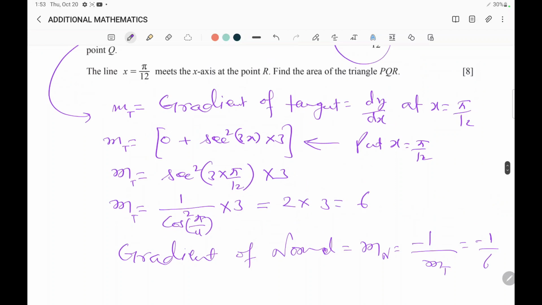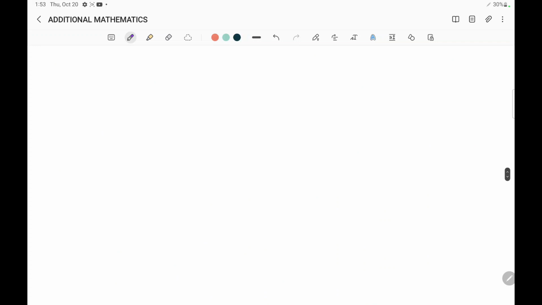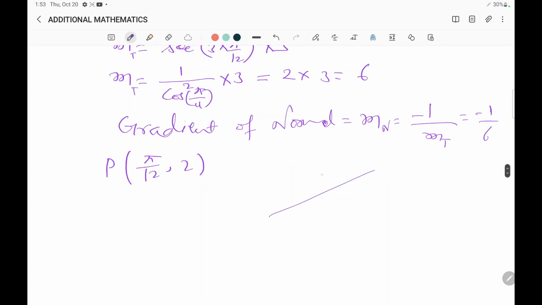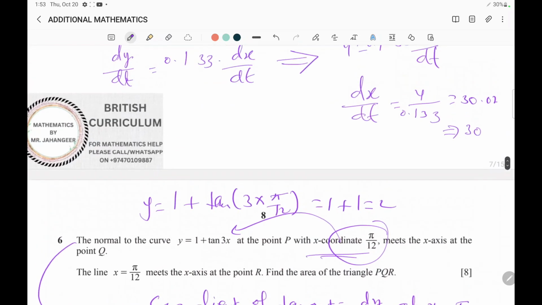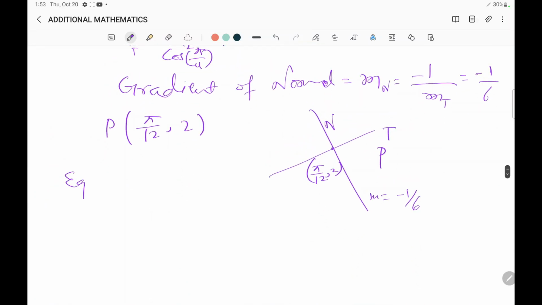So guys, the coordinates of P, because the normal meets at the point P with that x coordinate, I got pi by 12 comma 2. Suppose this is the tangent, then this would be the normal, and this is the point P, pi by 12 comma 2. I'm considering this one as tangent and this one as normal. So the normal gradient is minus 1 over 6 at pi by 12 comma 2. It's fine. So we need to find the equation of the normal now.